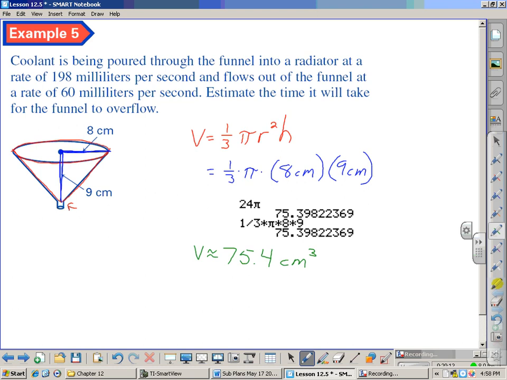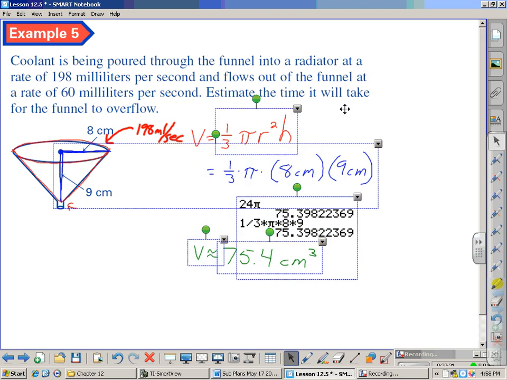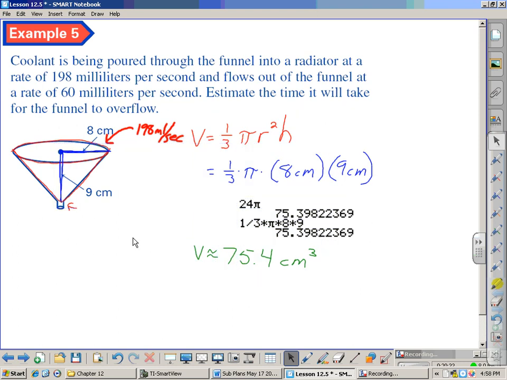Now what we want to do is figure out how fast it overflows. So let's talk about how coolant is being poured into this funnel. Coolant's being poured into the funnel at a rate of 198 milliliters per second. Let's draw a line. Well, that coolant is coming out of the funnel. Not as fast, but it's coming out at a rate of 60 milliliters per second.